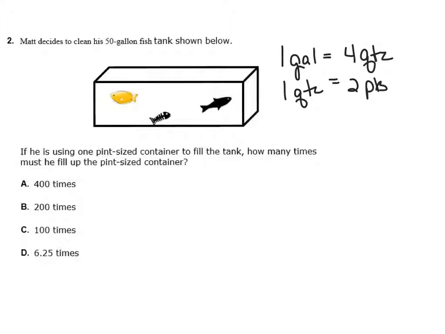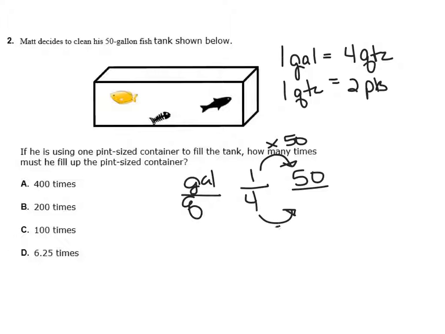So what we're going to do, we're going to use both of them. We're going to do one and then the other one. So I'm going to convert the gallons to quarts first. So I'm going to go ahead and write my ratio. So gallons, quarts. My ratio is going to be 1 to 4. If I know that I have 50 gallons, then in order for me to solve that, I know I need to multiply by 50. So 4 times 50 is going to give you 200 quarts. But that's not my answer because that was converting to quarts.